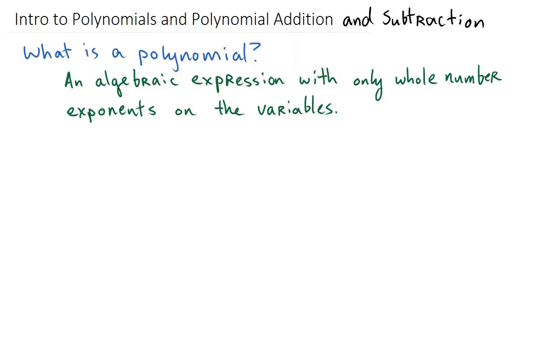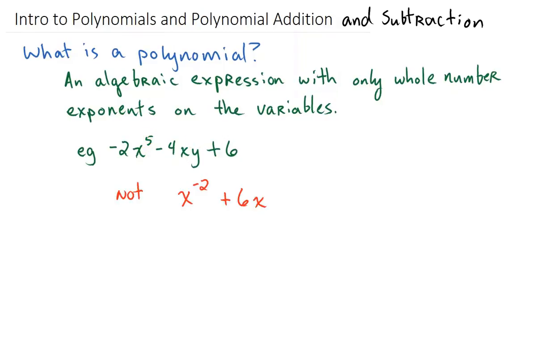Let me give you an example of something that is a polynomial. Negative 2x to the fifth minus 4xy plus 6. So our exponents there that are on the variables, we have a 5, and then there's a 1 on the x and a 1 on the y. So those are only whole numbers, exponents on the variables.